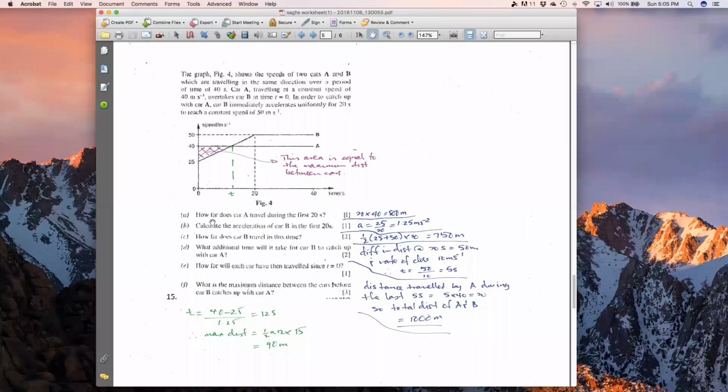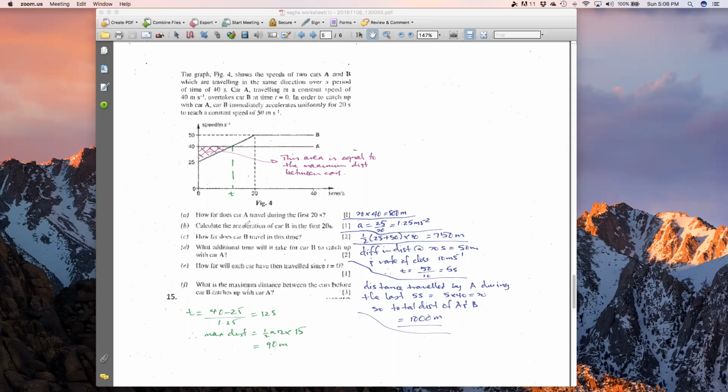So let's go along that direction. How far does A, this easy part, how far does A travel during the first 20 seconds? Well, the distance traveled by A, we know what kind of graph this is. This is a velocity time graph. And if it is such, then the distance traveled by A is simply the area of this rectangle. The area represents the distance traveled. So we can find this area very easily. The area is 20 by 40, which is 800. That's, as I said, a straightforward part of that question.